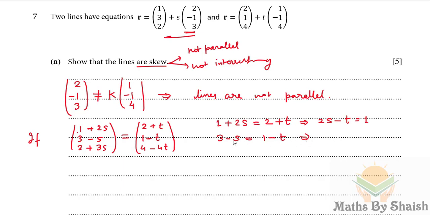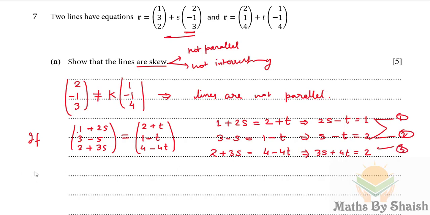So from here we can write it as s minus t equals 2. And from the last one we can write it as 2 plus 3s equals 4 minus 4t. So from here we can write 3s plus 4t equals 4 minus 2, that is 2. So from the first two we'll solve for s and t, and we'll show that this is not satisfying the last one. So this is equation 1, this is 2, and this is the third.